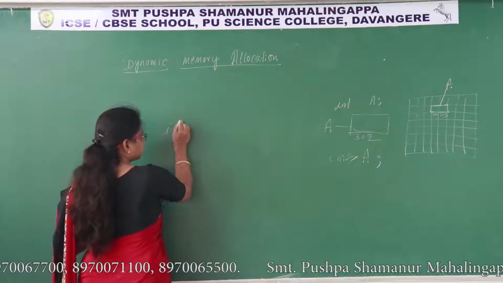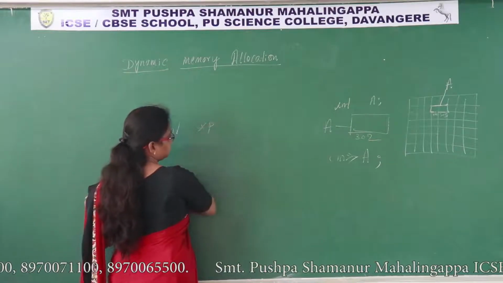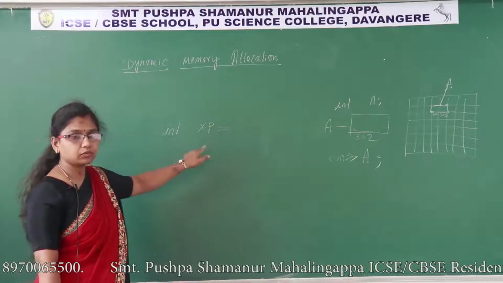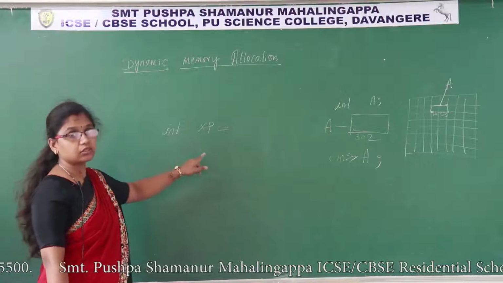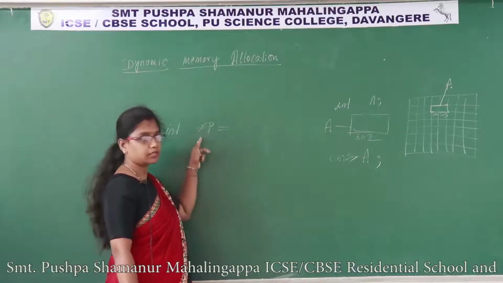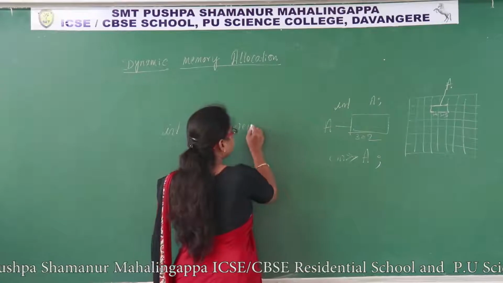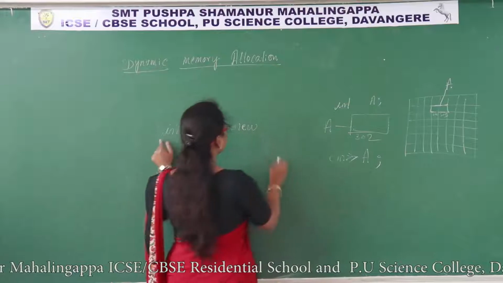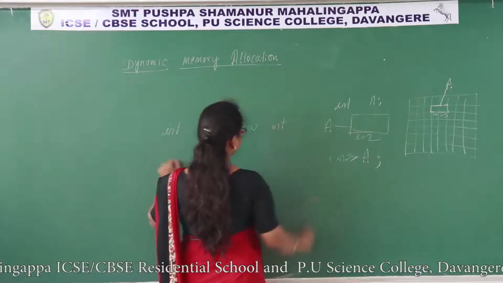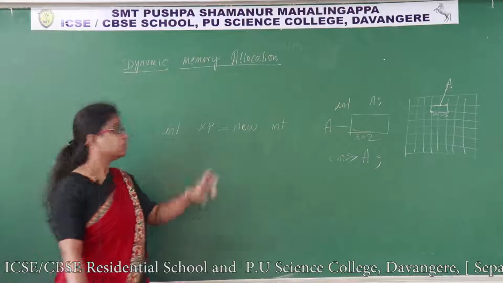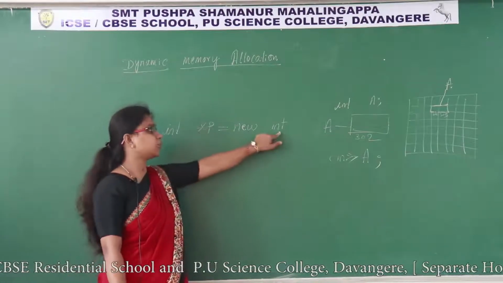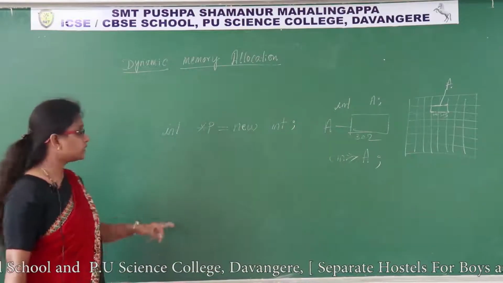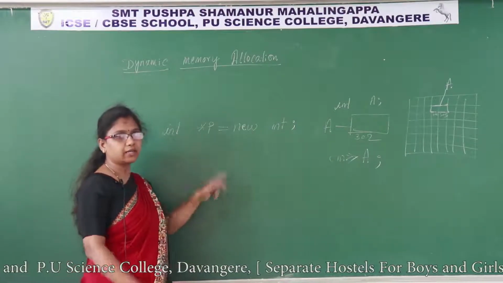Data type int star p is equal to... this is a pointer. What type of value do you want to store? Integer. So I have to take an integer pointer here. New is an operator, it is a keyword, you should remember this. New data type: what type of memory does this pointer have to point to? Integer type memory. That's why I must write int here, semicolon. In this way we can allocate memory dynamically.